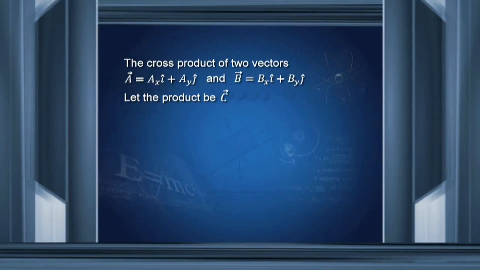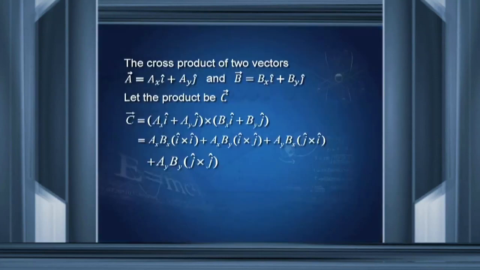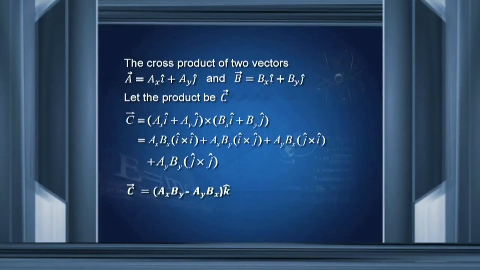So, let us see how we can write the cross product now. The cross product C is equal to a x i cap plus a y j cap, cross multiplied by b x i cap plus b y j cap. And now, you use the rules which I have stated just now, and therefore, you can see that vector C would be equal to a x b y minus a y b x into k cap. Why k cap? Because we know that vectors A and B are in the x y plane. Therefore, the cross product has to be in the z direction.